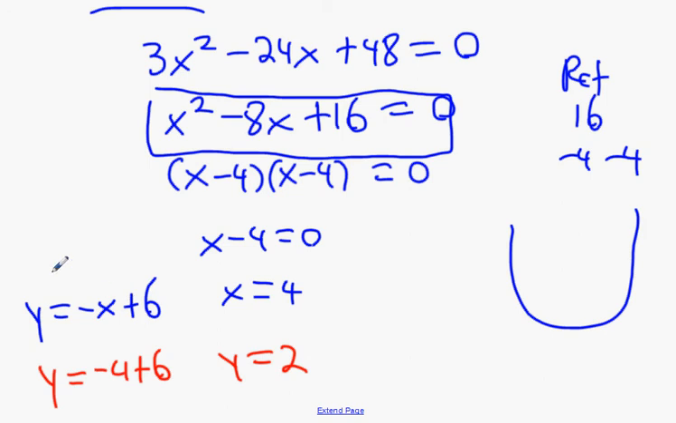And then to go the other way, are you listening? To go the other way, you can say x equals 6 minus y. And then your y value is 2. 6 minus 2, 4. X equals 4. So you got it correct. Okay?